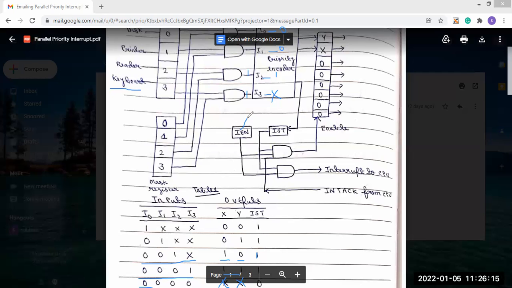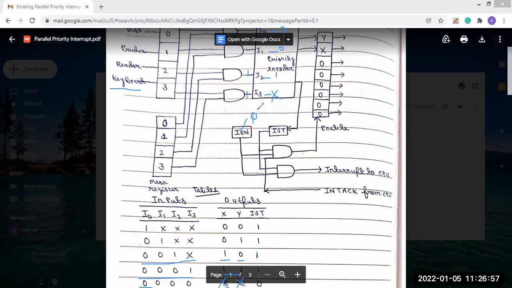Now, whether the CPU is ready to take the interrupt or not will be described by the IEN flag. If the IEN value is zero, that means the interrupt will not be handled by the CPU. If any interrupt is generated, it will not be handled by the CPU if its value is zero.